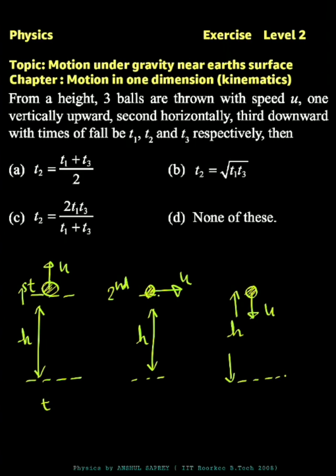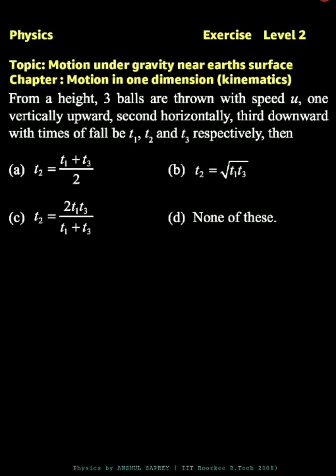The time taken to reach the ground, that is also known as the time of fall, are t1, t2 and t3. The path followed by the first will look like this. The path followed by the second will look like this, projectile motion. The path followed by the third will look like this.